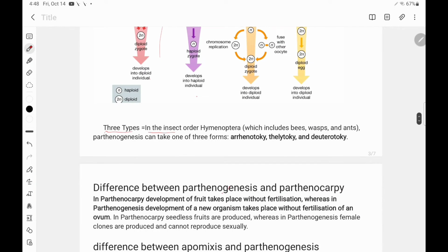Three types in insects: Hymenoptera includes bees, wasps, and ants. Parthenogenesis takes place in three forms: Arrhenotoky, Thelytoky, and Deuterotoky. These are the forms.